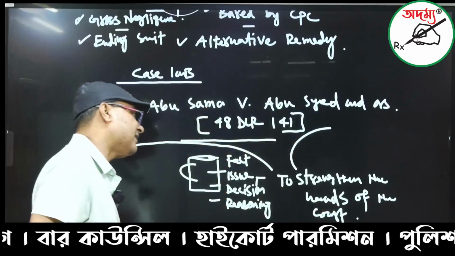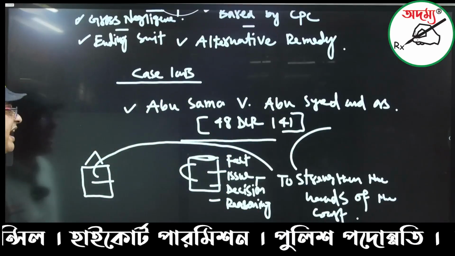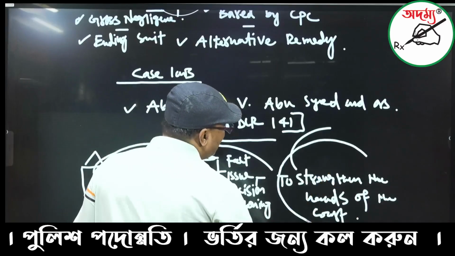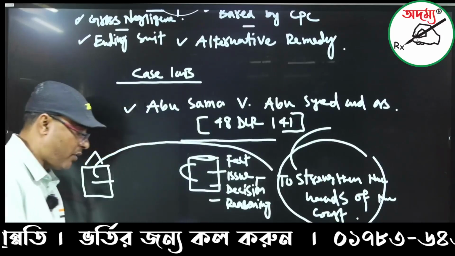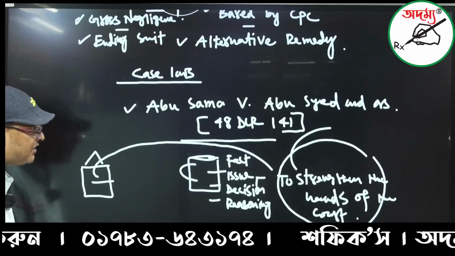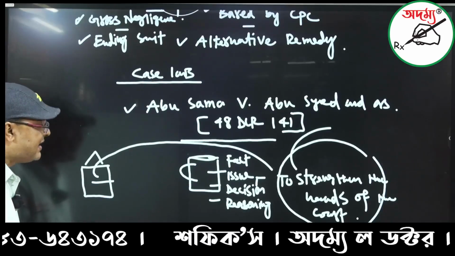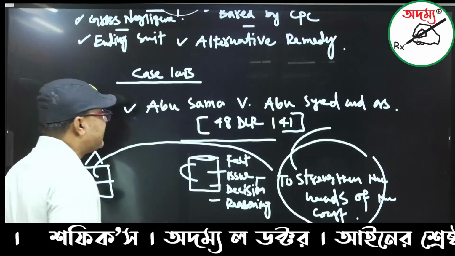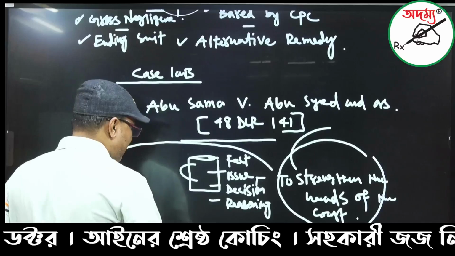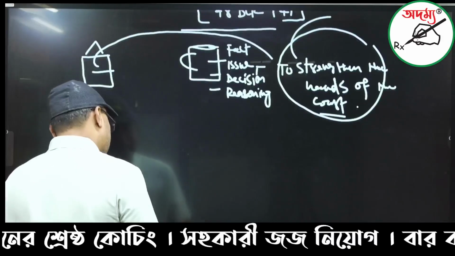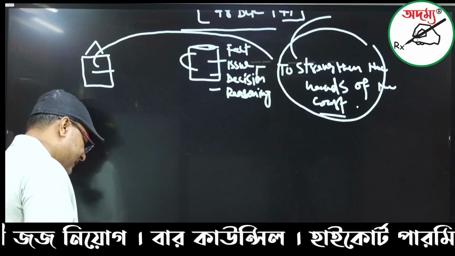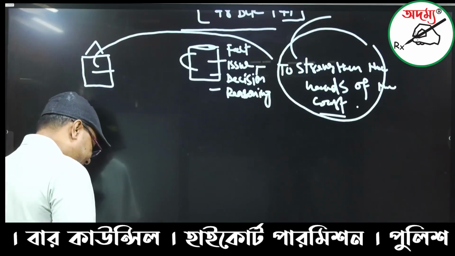This is Abu Shama versus Abu Said and others, 48 DLR 141. This is to strengthen the hands of the courts, exactly to ensure justice and to stop the abuse of powers. This is a focusing movement from Abu Sama versus Abu Said and others. There are several other case laws in this regard, but unfortunately we have to discuss them.